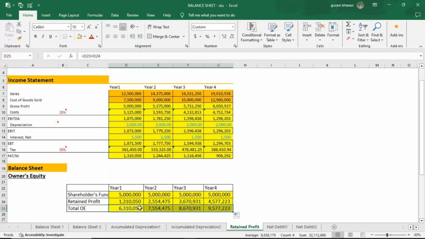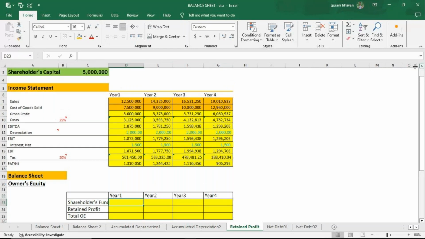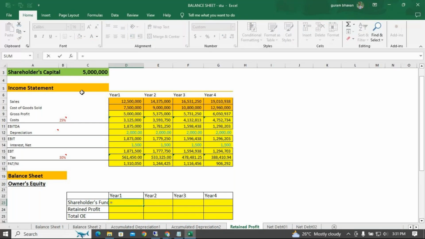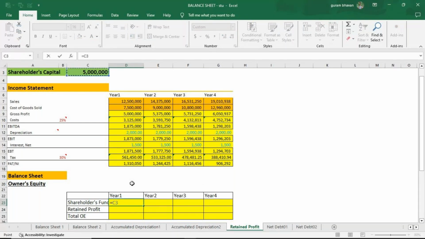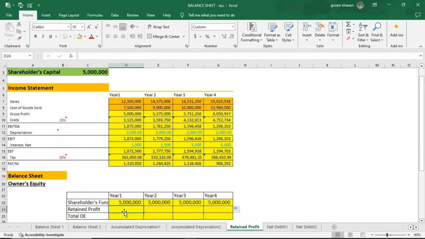Yes, ma'am. The shareholder fund, how much are they telling? It is 50 lakh rupees shareholder capital. So I'm going to take this value C3, that is 50 lakh rupees, or else if you get confused we are going to write it here only, 50 lakh rupees, and this is going to remain the same for all the years. For 4 years the shareholder capital is this much only.